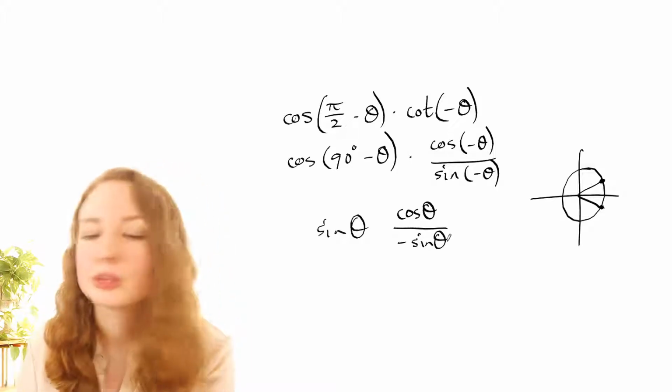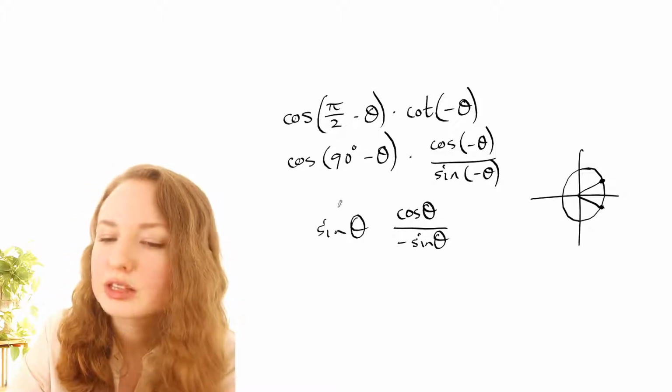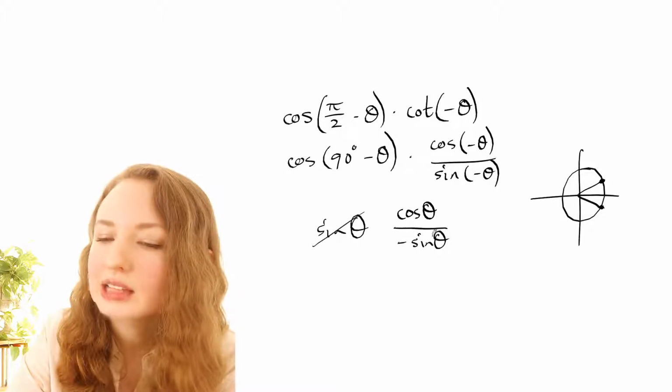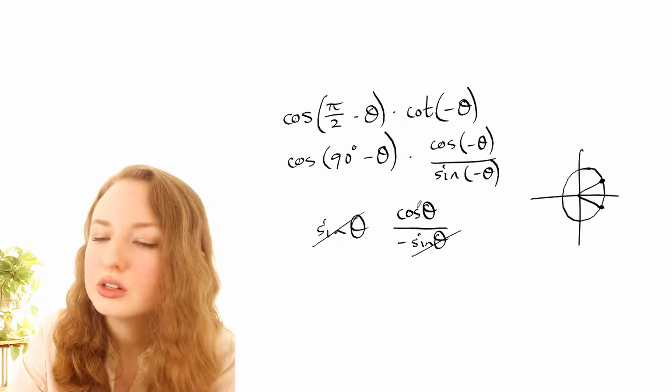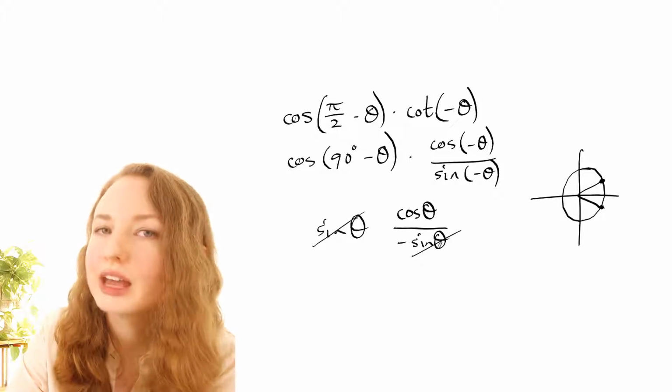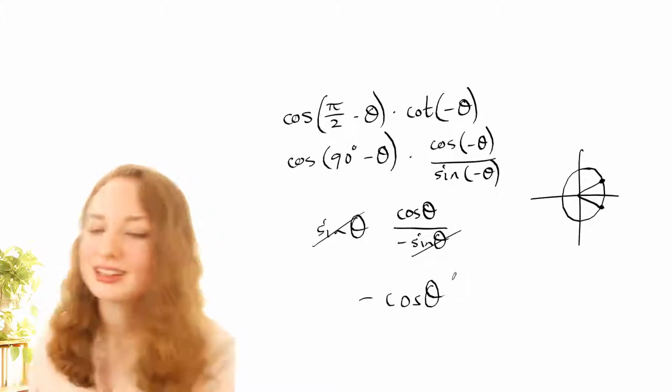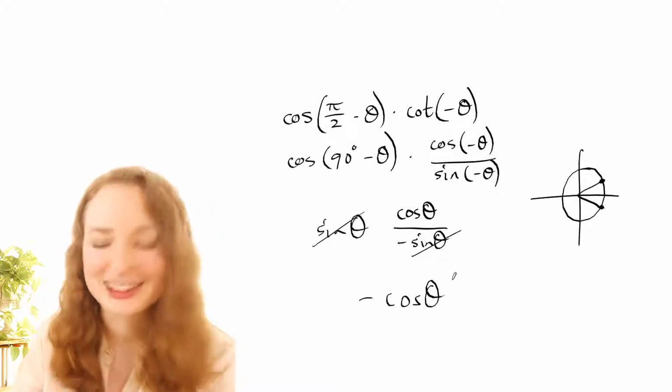And then we can do some simplification here. If we've got sine theta and then we're dividing by sine theta, they're going to cancel each other out, and you've got cos theta divided by -1, that just makes negative cos theta. So that's that one simplified.